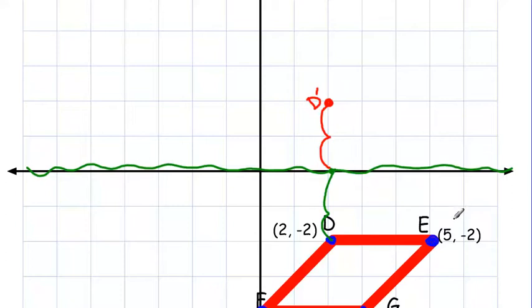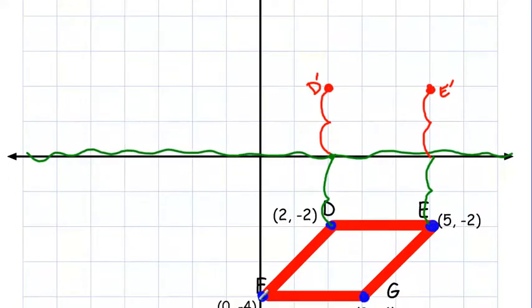E is 1, 2 spaces away. So E has to be 1, 2 spaces away here. So I have E prime. Let's scroll down a little. F is 1, 2, 3, 4 spaces away. So F prime, I start at the axis, 1, 2, 3, 4 spaces away for F prime.